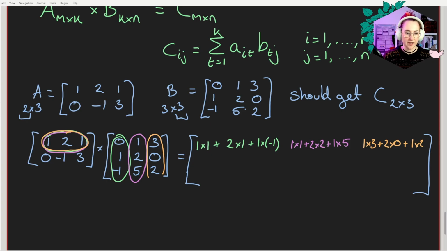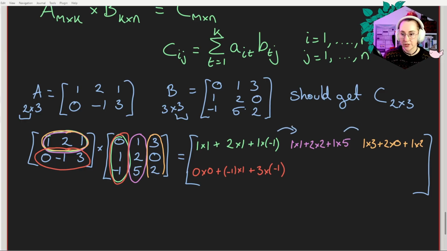Running out of colours. Okay, so now second row. So we say A2. And we look at this, but then it's still the first entry on the first row of B. So we repeat. So we get 0 times 0, add -1 times 1, add 3 times -1.